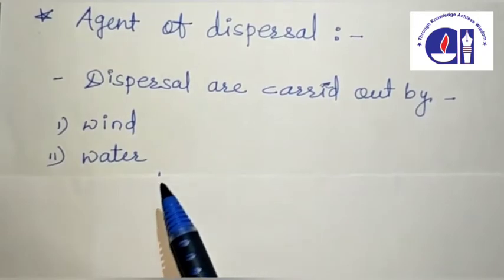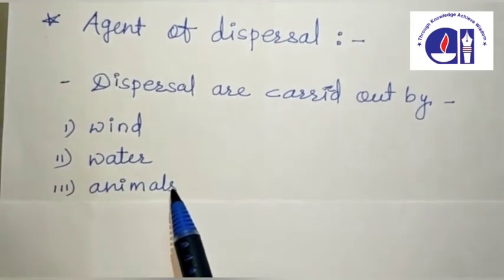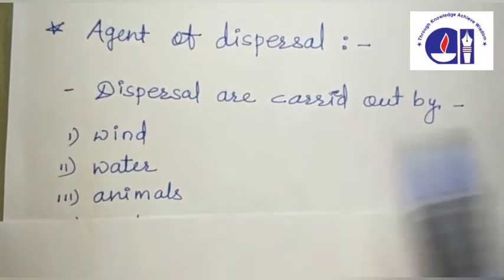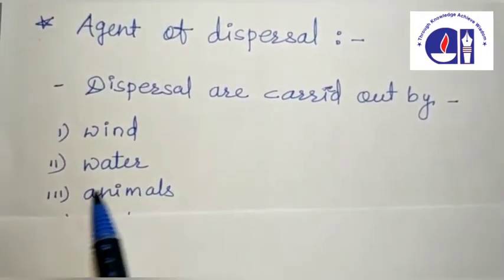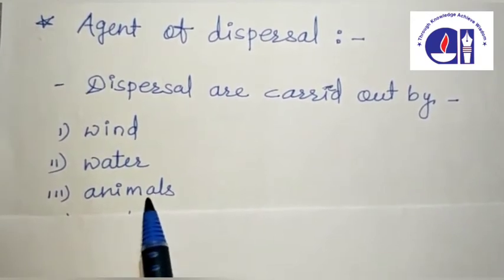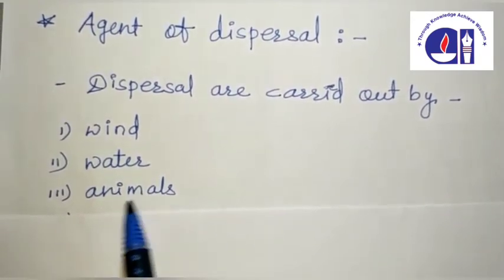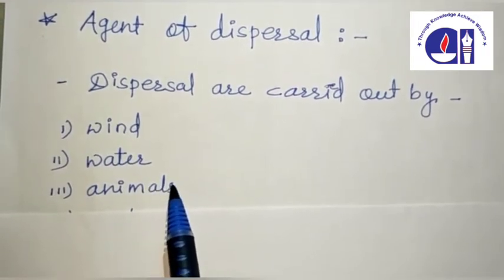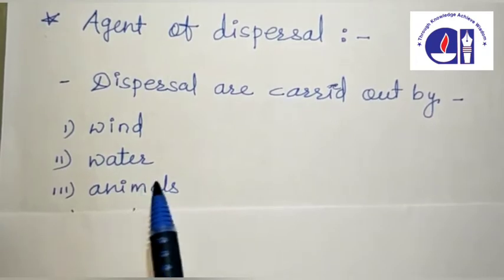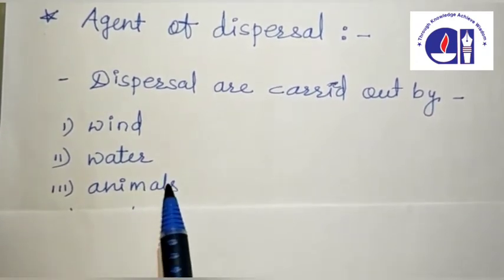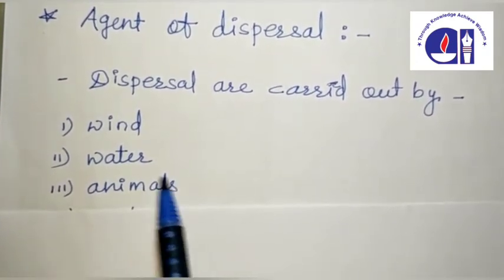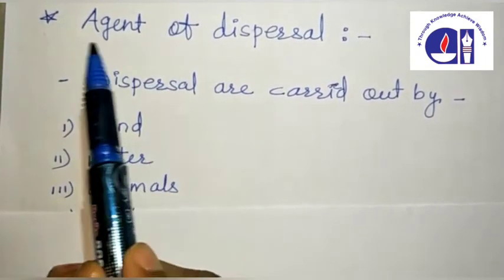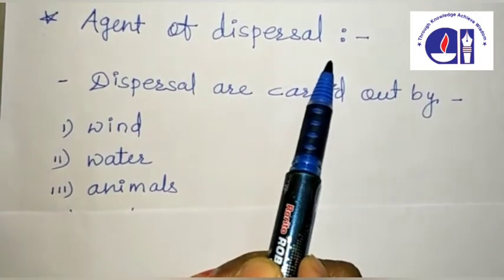Now the next agent is animals. Animals also carry a seed away from its parent plant. We know, students, that animals eat the fruits or the fleshy parts of the fruits, and the seeds, through their waste material, fall anywhere. So the seed is carried away by the animal. So animals are also one of the agents of dispersal.